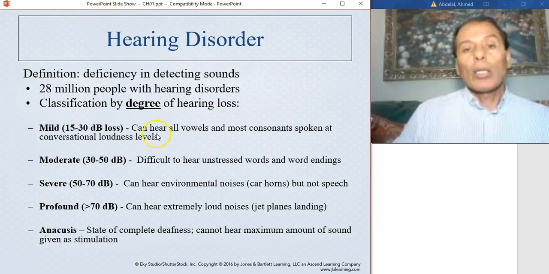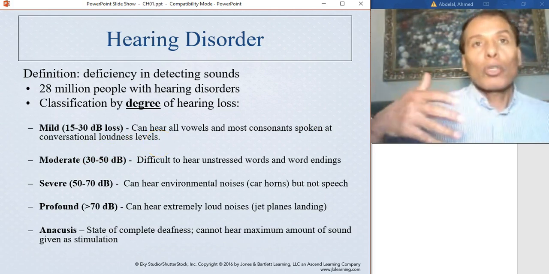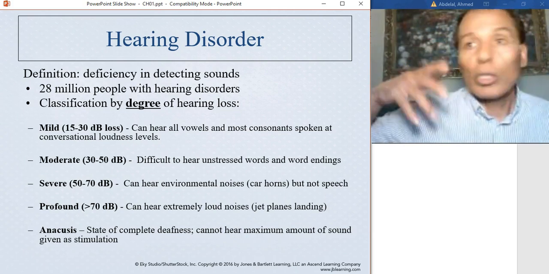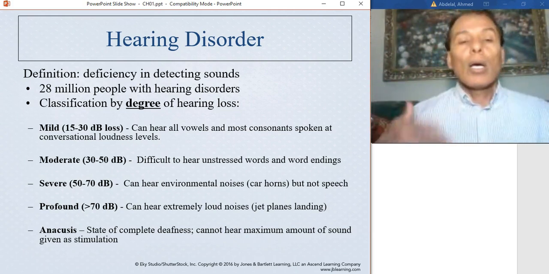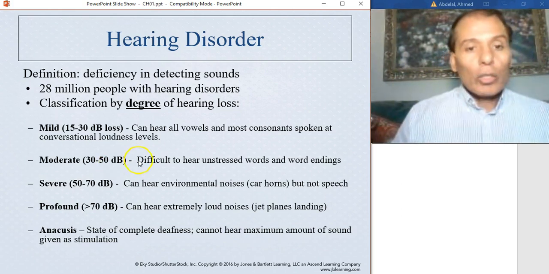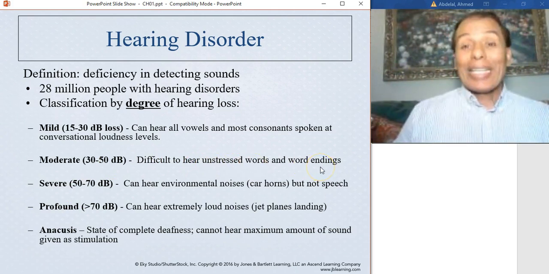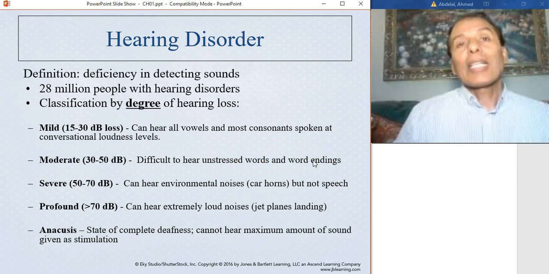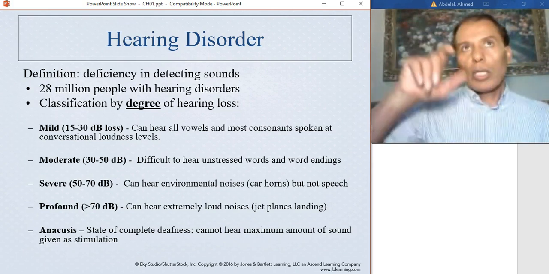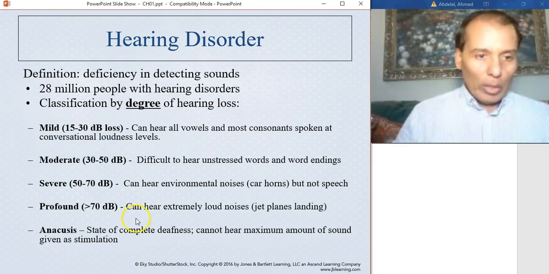For example, someone with a mild hearing problem can hear all vowels and most consonants spoken at conversational loudness level. However, they need to be closer to the source. They need to adjust themselves and come close. They might need to ask you a couple of times what you said, but they can get by. With moderate loss, they cannot without a hearing aid. It's difficult to hear unstressed words and word endings. Like if I say cats, you hear it as cat. Bugs, you hear it as bug. Books, the S's, TH's, and certain sounds at the end of a word you cannot really detect.